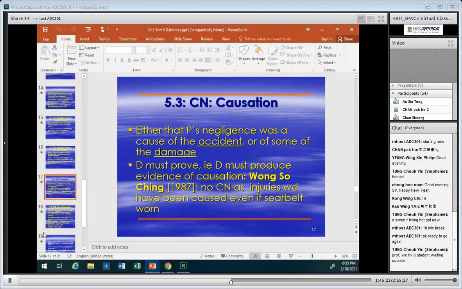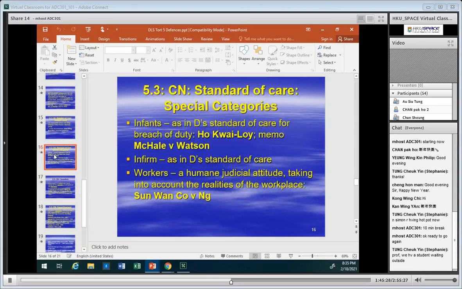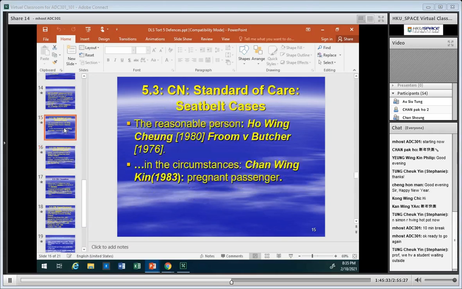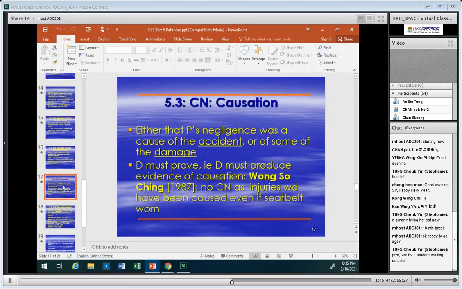Okay, all right. So those are the elements that the defendant has to prove. He's got to prove that the plaintiff didn't come up to the requisite standard of care. Ho Wing Cheung is your leading case on the seatbelt cases. A reasonable person would wear a seatbelt if it was available, and if you don't wear a seatbelt, then you're below the standard of care. But also, the defendant will have to prove causation. And in Wong So Ching, the defendant was not able to prove causation, because even if the plaintiff had been wearing a seatbelt, the evidence was they would have suffered exactly the same injuries.